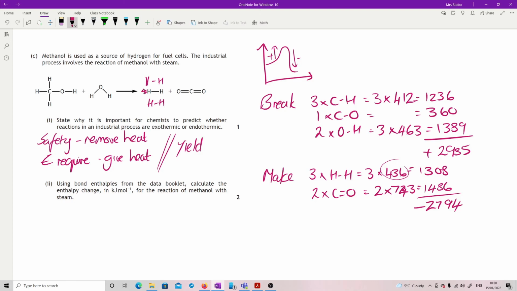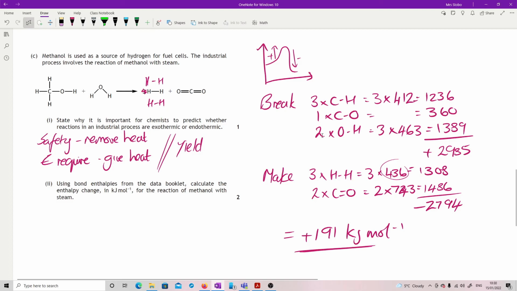So plus 2985 minus 2794 gives me my total as plus 191 kilojoules per mole. Done. And done for the question.